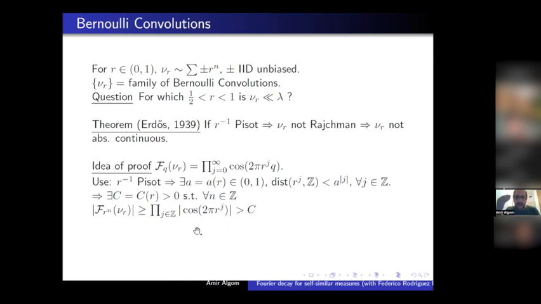So again, Erdős's idea was that you plug in some power of r instead of q, and then you absorb it into this whole thing. With some algebra, that can be used to bound this away from 0. And let me also comment that a few years later, Salem completed the picture in terms of the Rajchman property, showing that if the measure is not Rajchman, then the parameter has to be Pisot. So the only non-decaying ones are Pisot.